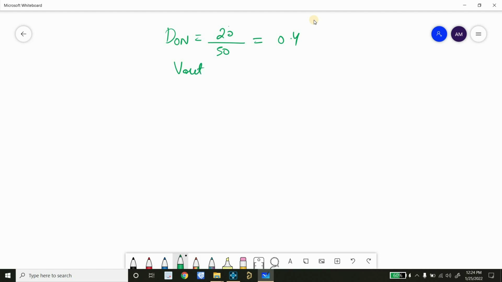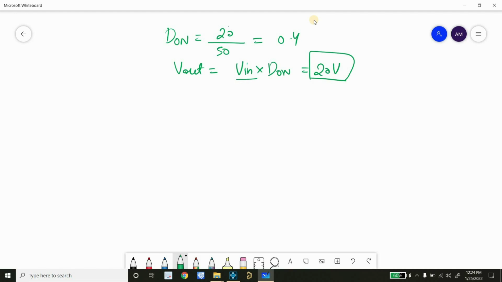Let's do the calculation for V out. V out will be V in multiplied by D on, right? So from there we'll get 20 volt. So this is how we have defined what the input voltage should be, and the relation between input and output voltage.